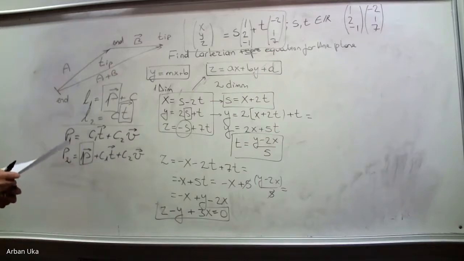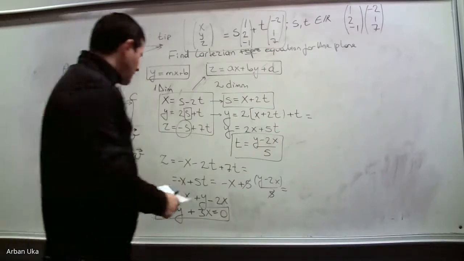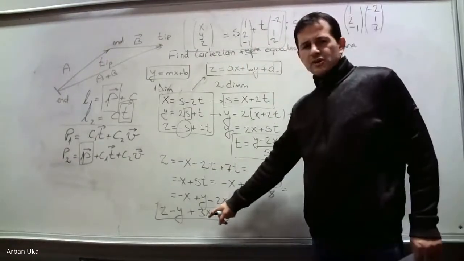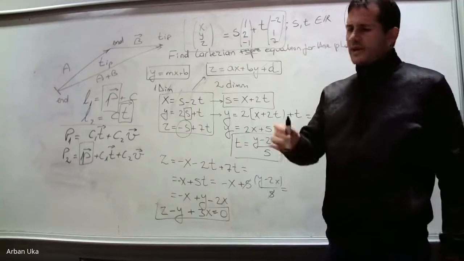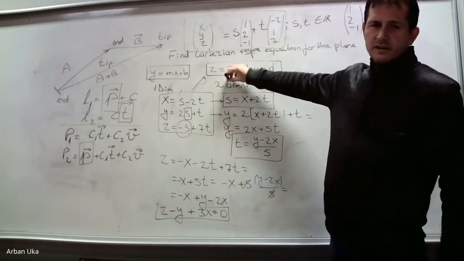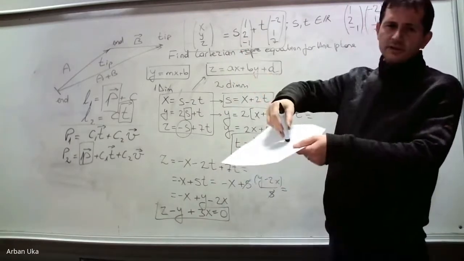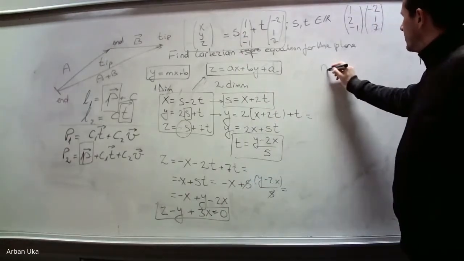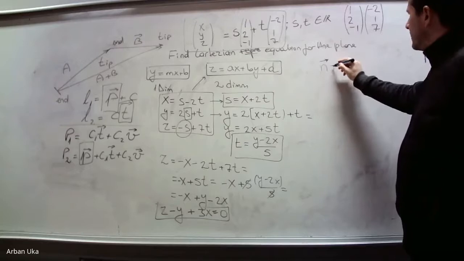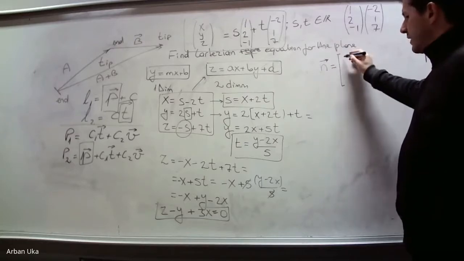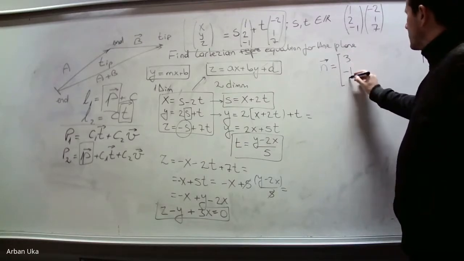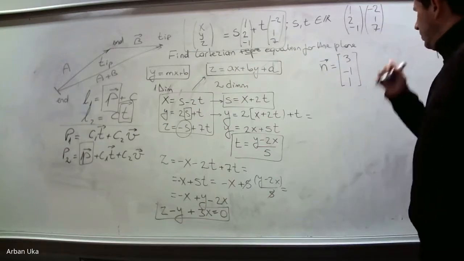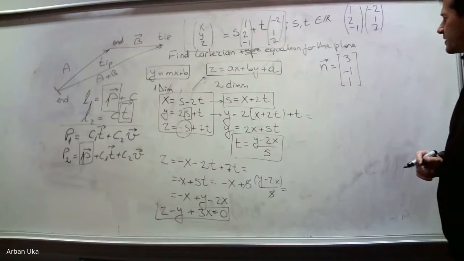Now, another major piece of information that we can extract from this expression is that the coefficients of x, y, and z define the normal vector. So we can define a normal vector n, which is equal to x is 3, y is minus 1, and z is 1. So here we have the normal vector.